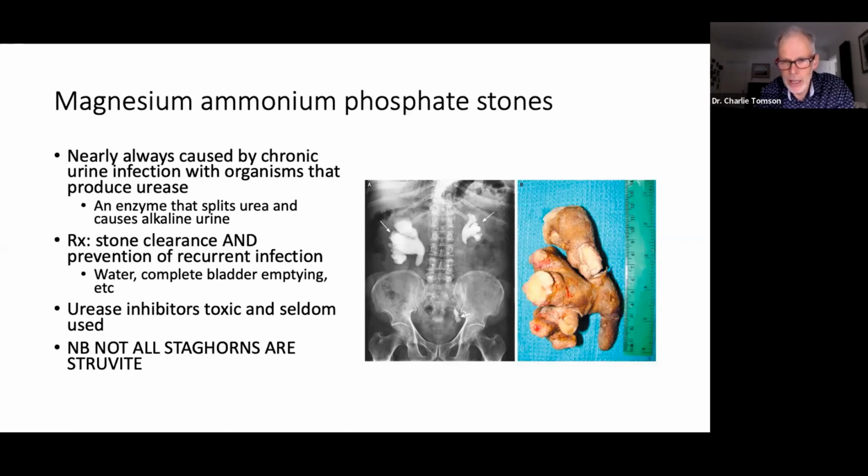It is important to say that not all staghorn stones are struvite. I once saw somebody, for instance, with staghorn calculi looking a bit like this on plain radiology, whose calculi were caused by calcium oxalate stones in the context of genetically determined primary hyperoxaluria. And the diagnosis was delayed because people sprang to the wrong conclusion and assumed that these were infection stones. Diagnosing primary hyperoxaluria late is a very bad mistake to make, because it can cause irreversible kidney failure. So these are infection stones.